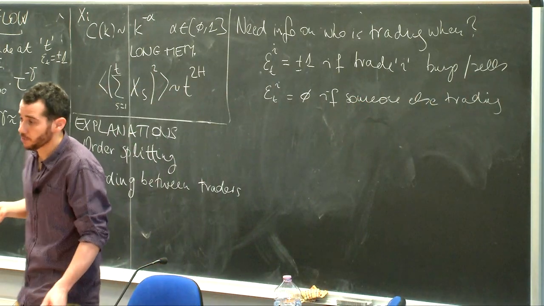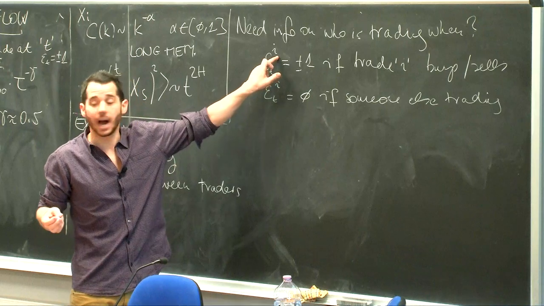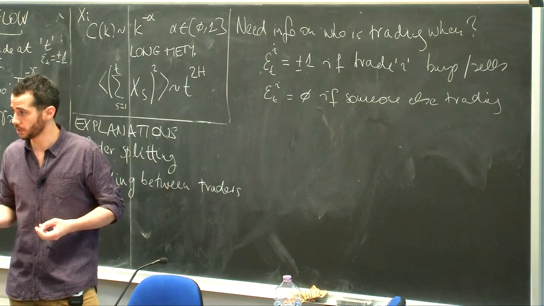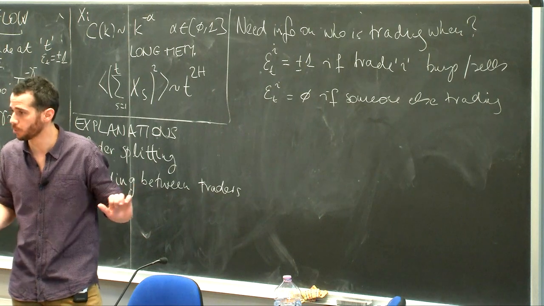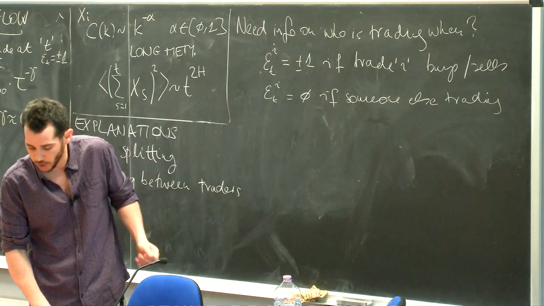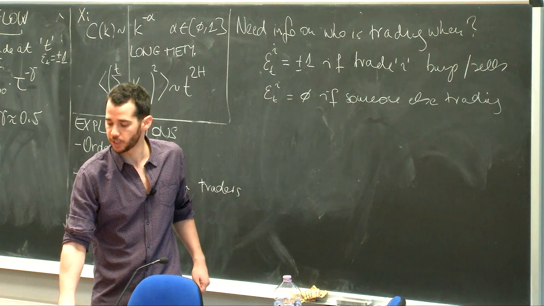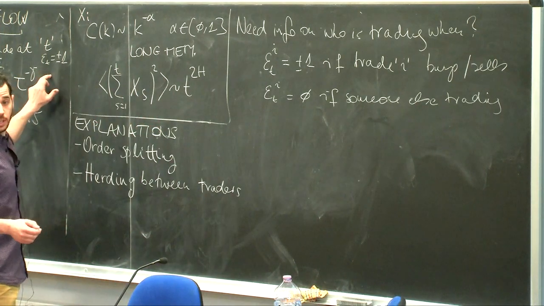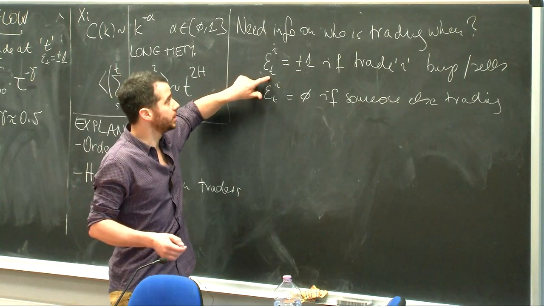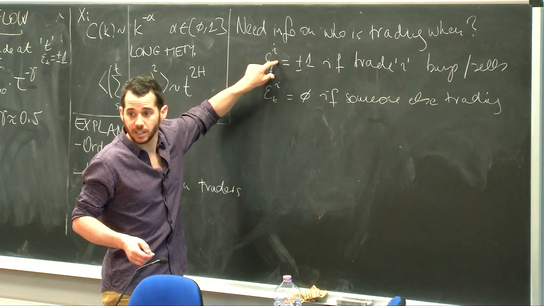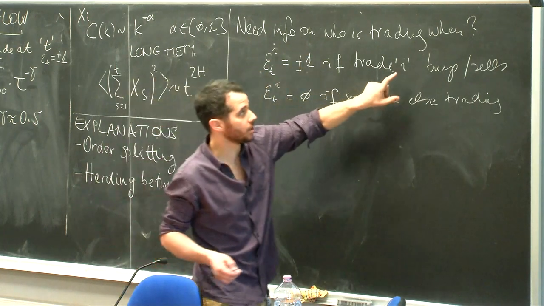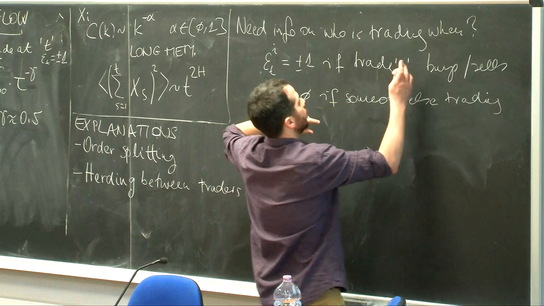Define some type of time series in which you have an extra index, which is called i here, which is the person who is trading, or the entity who is trading in the market. It's hard to obtain this data, but for academic research you can get this type of data. So we have this epsilon here, which is the sign of the trade, and let's say epsilon_t^i is non-zero if it actually was trader i.